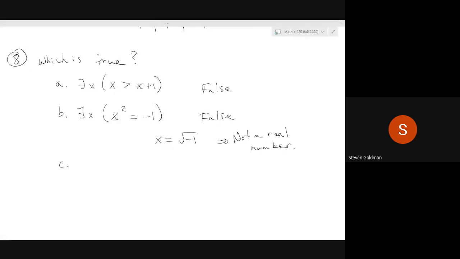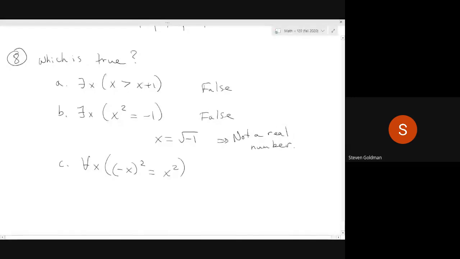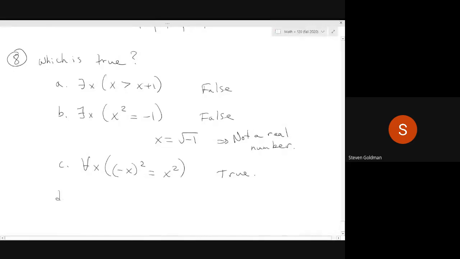Part C. C was the statement for all x, -x squared equals x squared. For all real numbers x, -x squared equals x squared. That's true, right? Take any negative number and square it. That's the same thing as that number x squared. So that's true. So that's the true one.